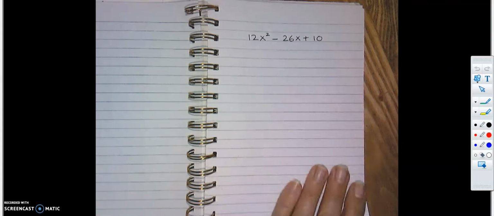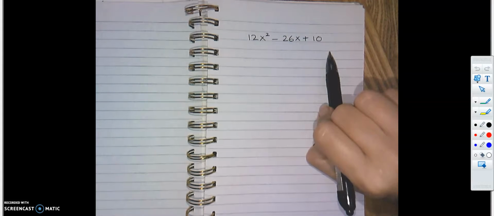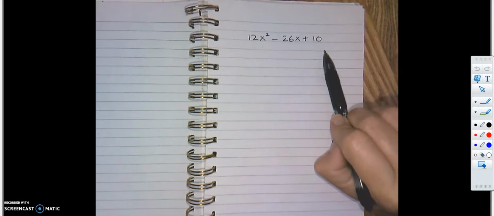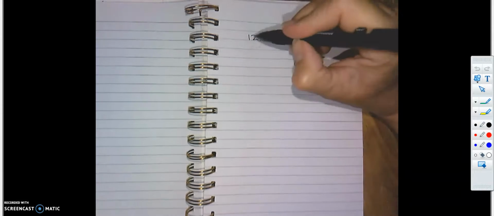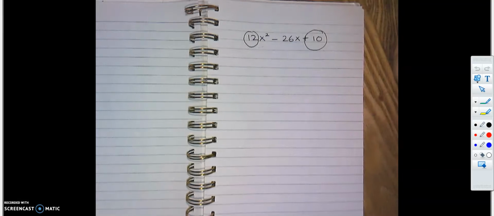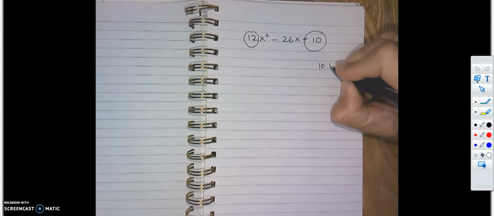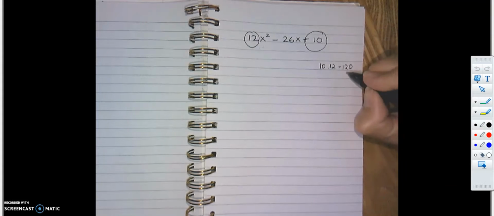Another one. Again, it's a quadratic. 3 terms. X squareds, x's, and plain numbers. You take the number on its own and the number in front of your x squared, and multiply them together. So in this case, we've got 10 times 12. So we're getting 120. Factorize it.